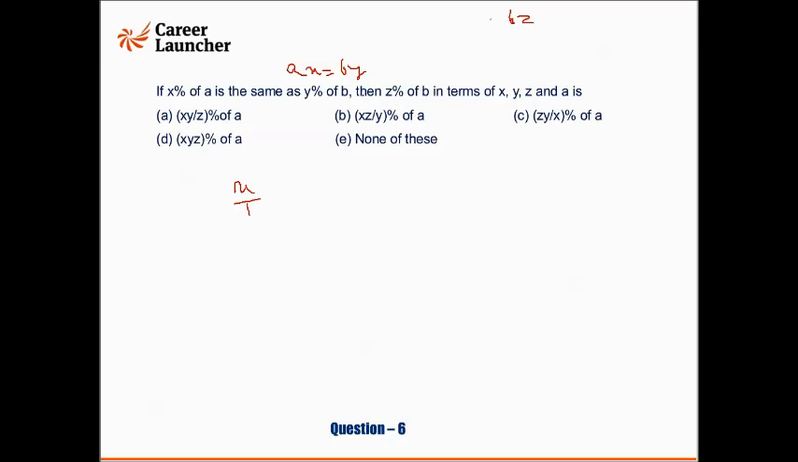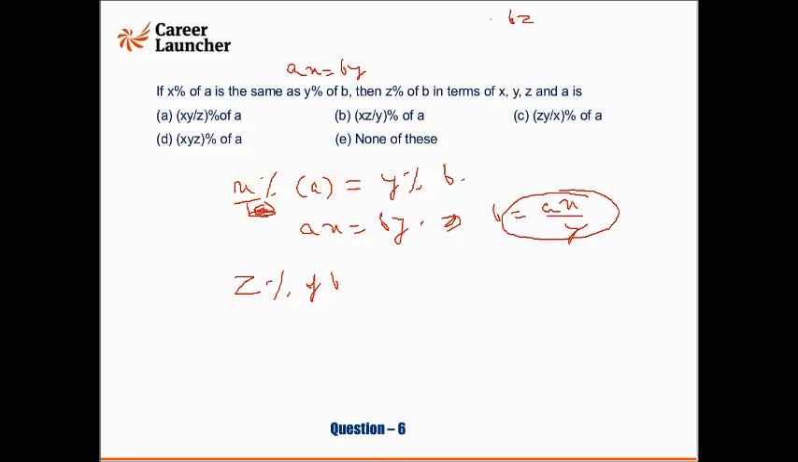This is now X% of A is y% of B, correct? If this percent value will cancel out, you will get AX is equal to BY. Now you have to calculate z% of B. From here you will get B is equal to AX upon Y. So put here the value of B as AX upon Y, you will get AX upon Y into z%, that is XZ upon Y percent of A. So my answer will be B.